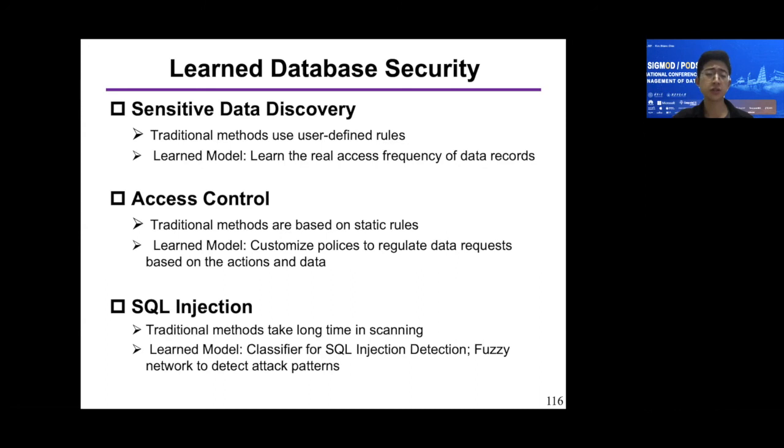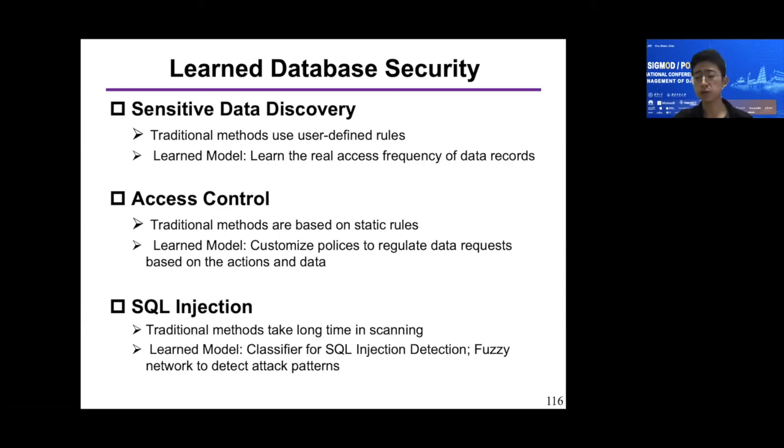And the second issue is access control. It aims to prevent unauthorized users from accessing the data, including the table level and the record level access control. However, traditional methods are based on static rules. With learning models, we can customize policies to regulate the data requests based on both actions and the data access patterns. And the final issue is the SQL injection, which is very common and harmful to databases.